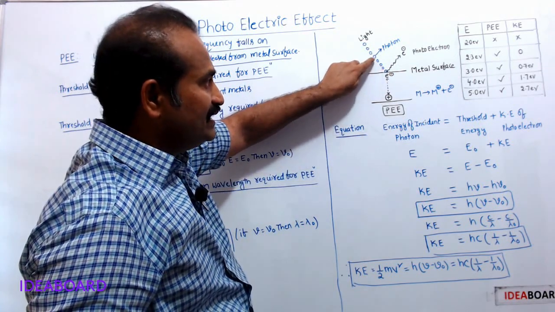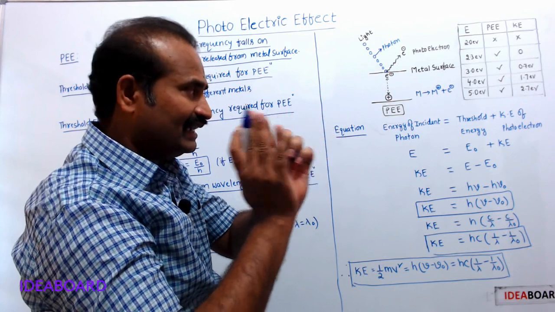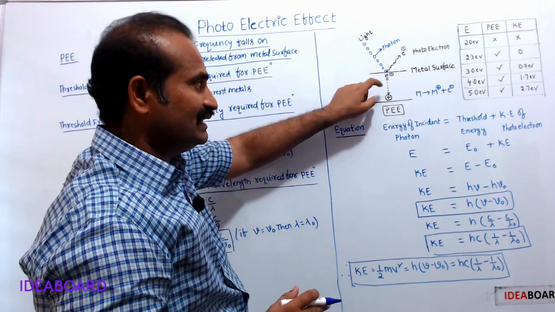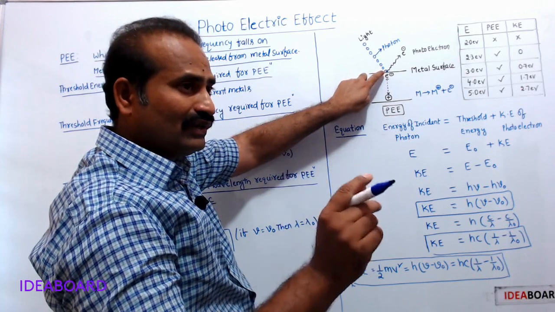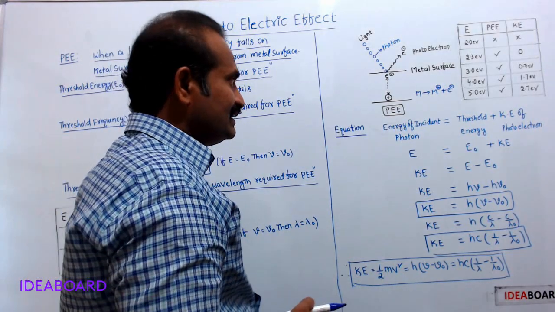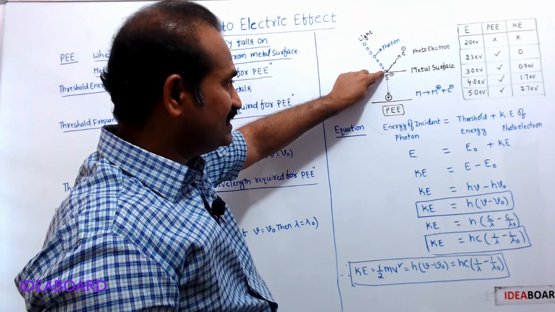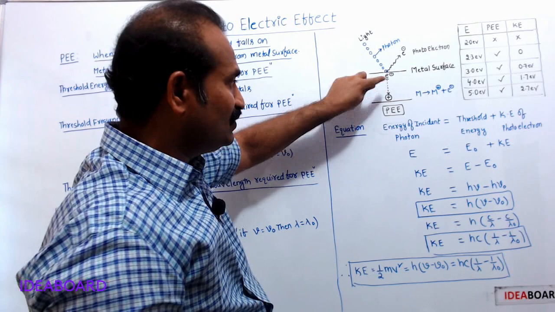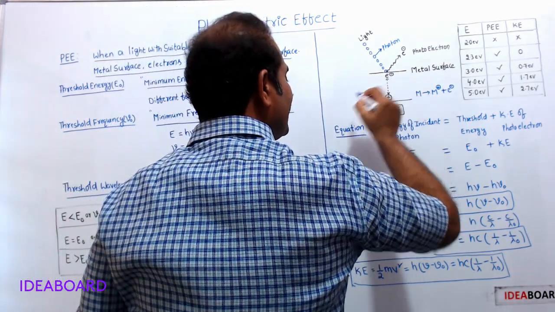Each photon has definite energy. Each photon is associated with a certain amount of energy. See, one electron receives one photon only. One electron never receives more than one photon. This electron receives energy from the photon and utilizes that energy to break these attractions.